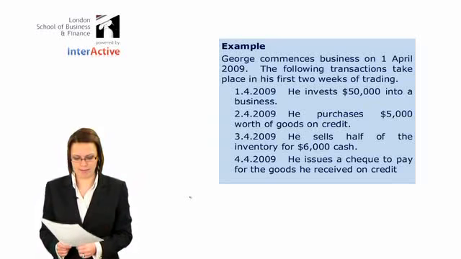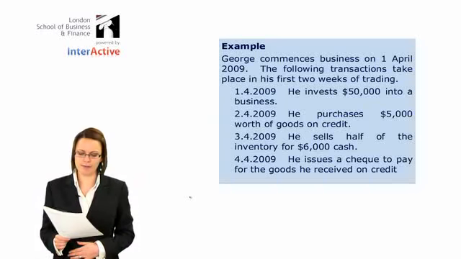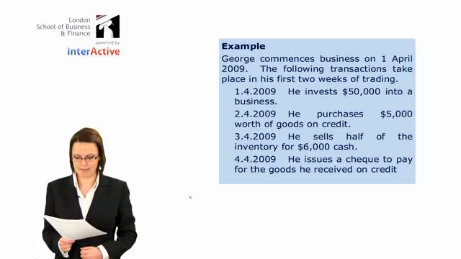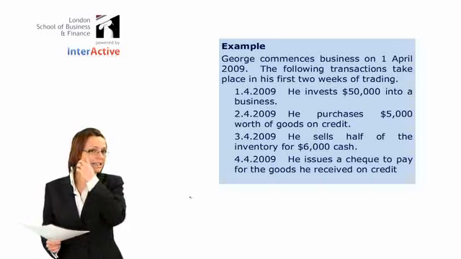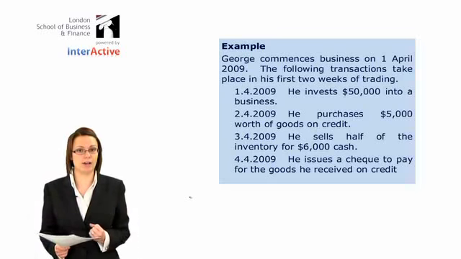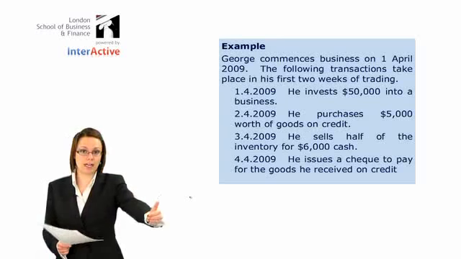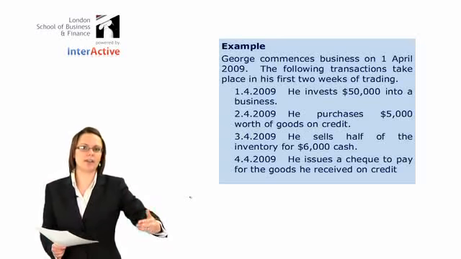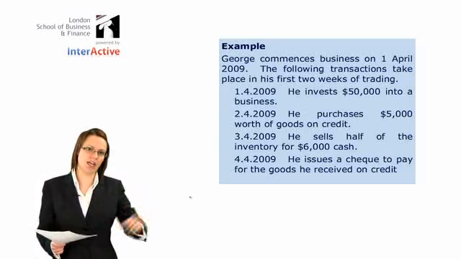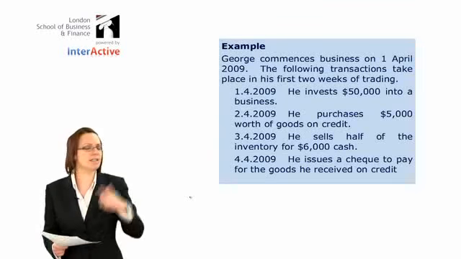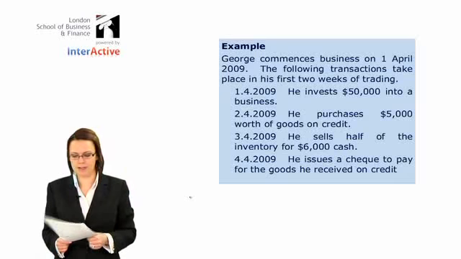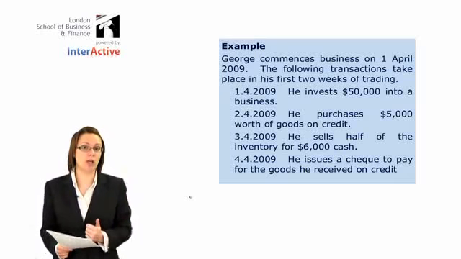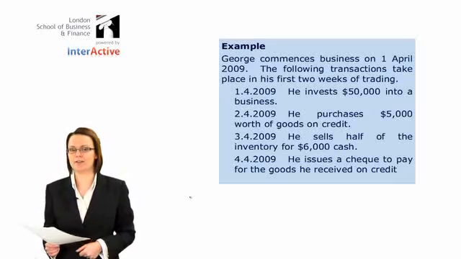The 4th of April then. The 4th of April 2009, he issues a cheque to pay for the goods that he received on credit. So now he is settling the amount that he owes to his supplier. He owed them $5,000. He is now settling that debt. He is settling the $5,000 by writing a cheque and giving it to his supplier. He's paying for those goods now. So we would need to think about the dual effect for paying for those goods that he purchased earlier on the 2nd of April.